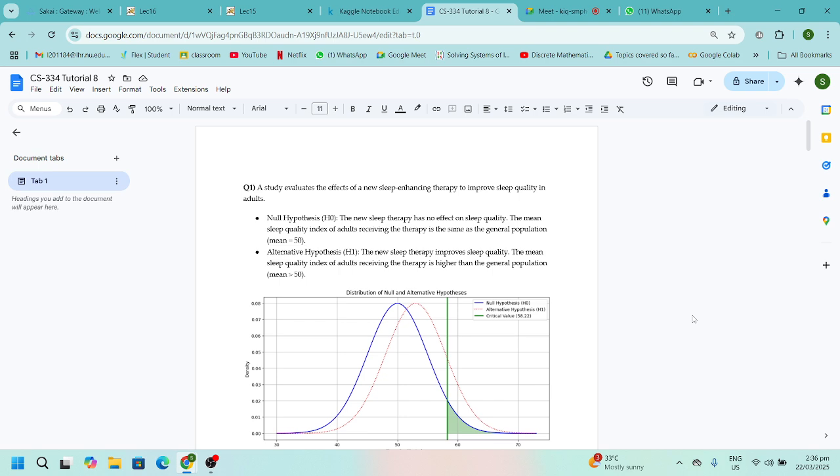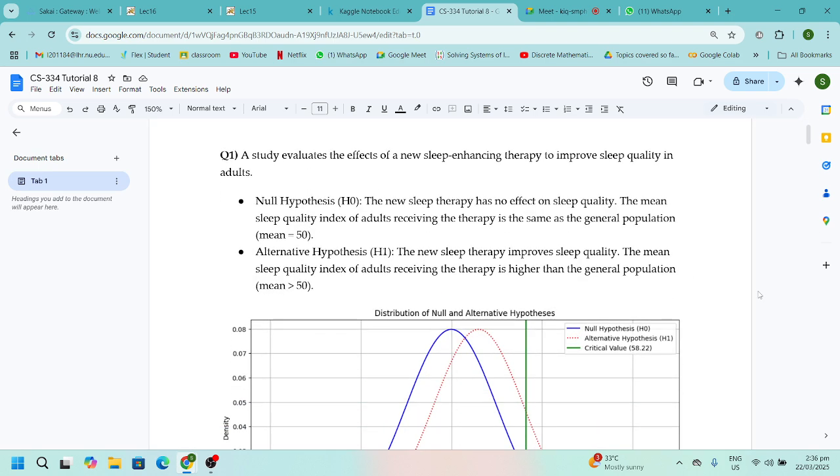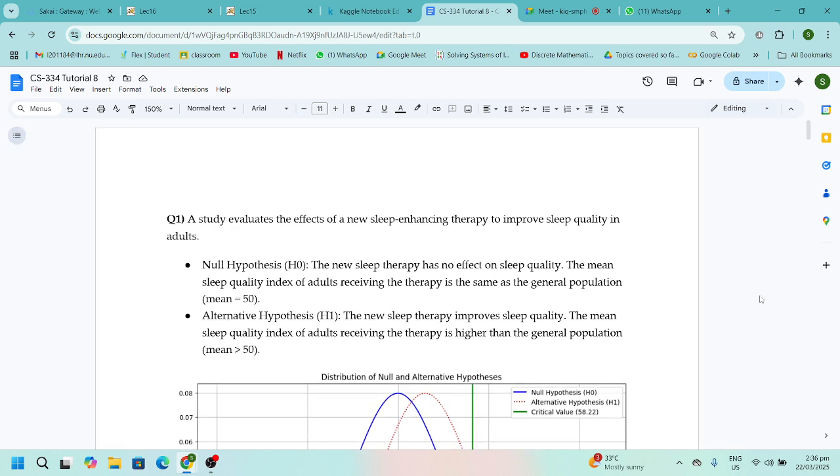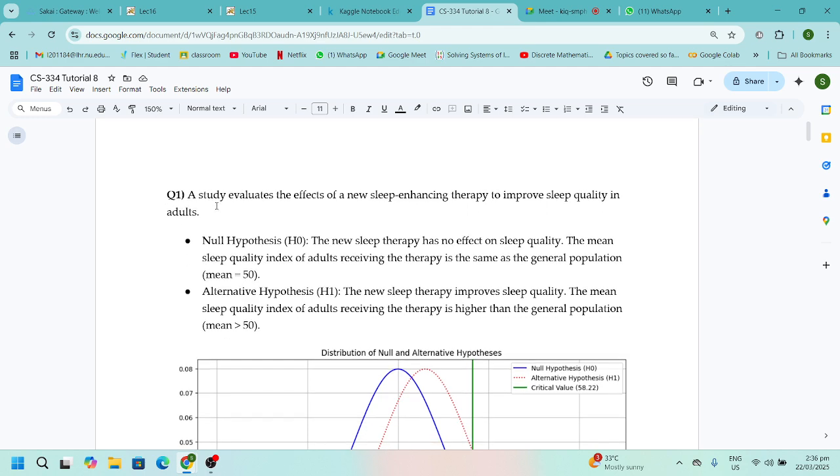I know that a lot of these concepts can be very daunting at first, which is why it's important to revisit them later as well. And we're going to look at this through another example too. But these are very important concepts though. So now let's look at a study. You're given that a study evaluates the effects of a new sleep enhancing therapy to improve sleep quality in adults.